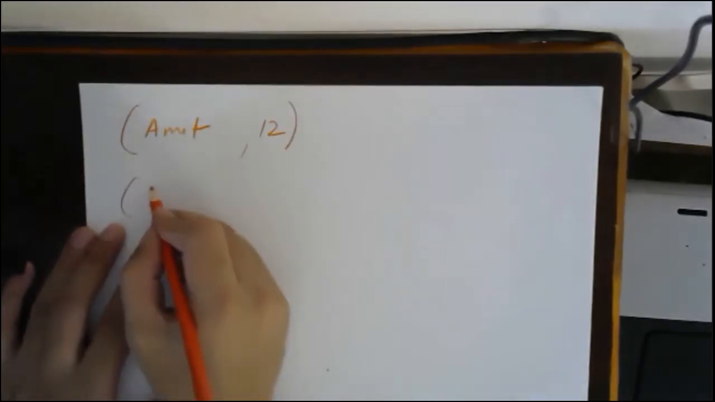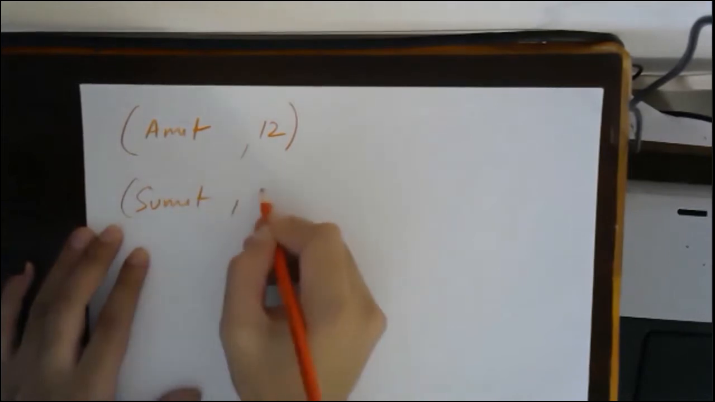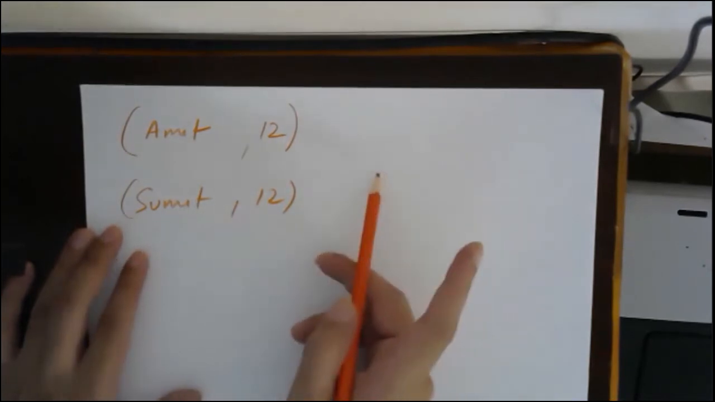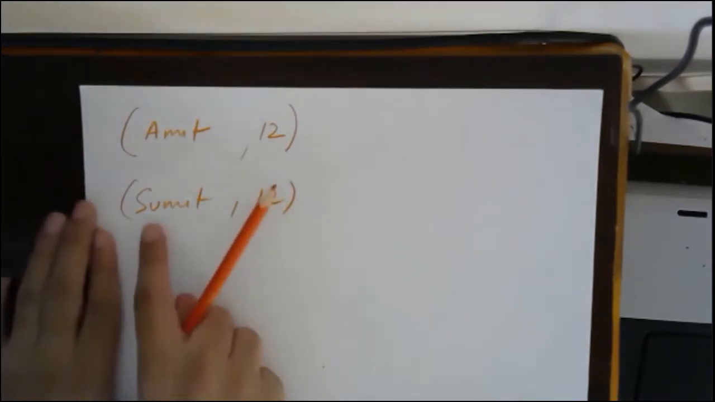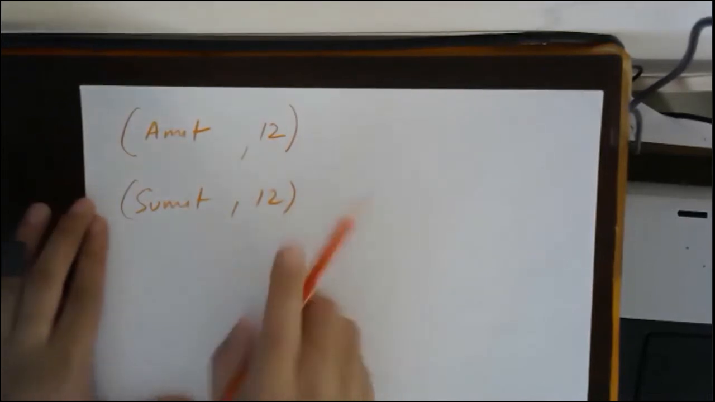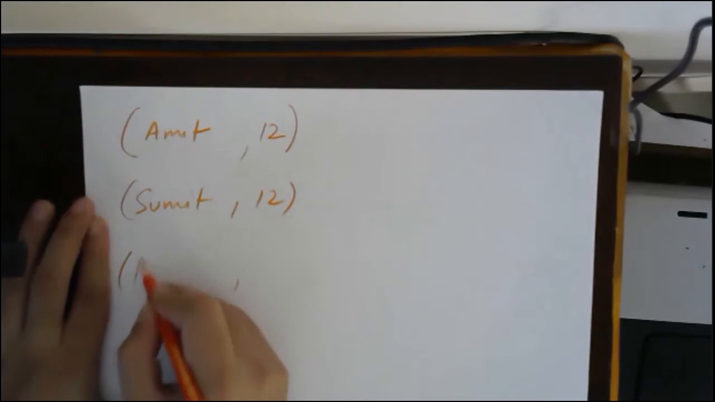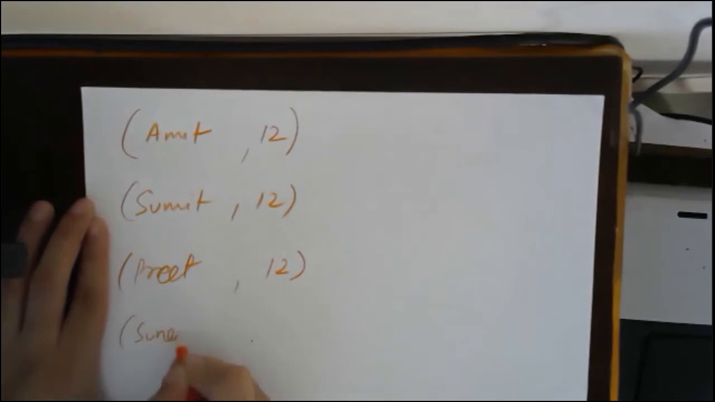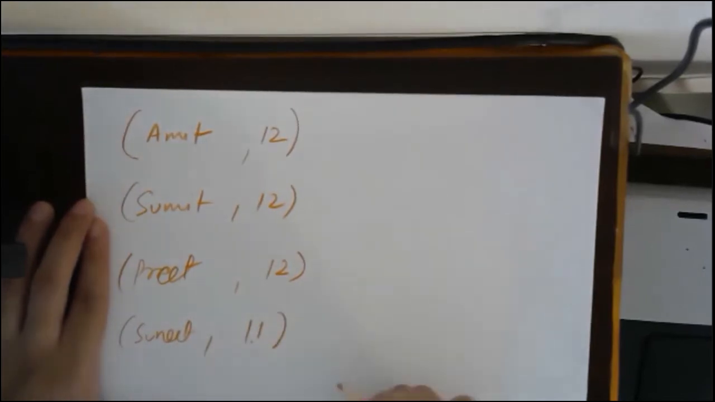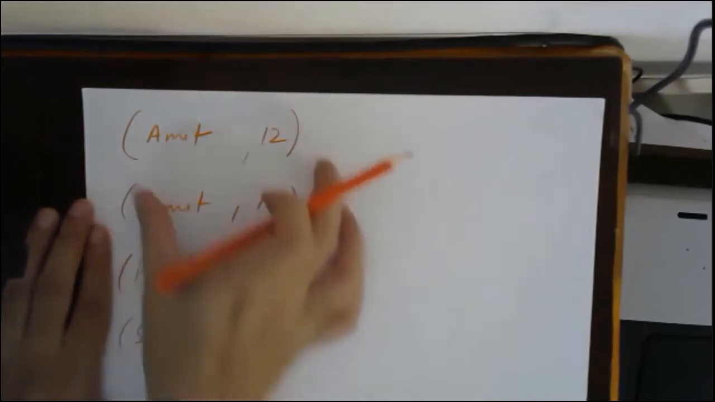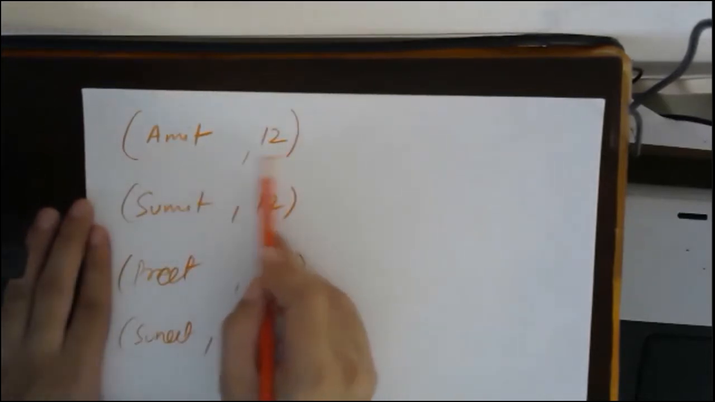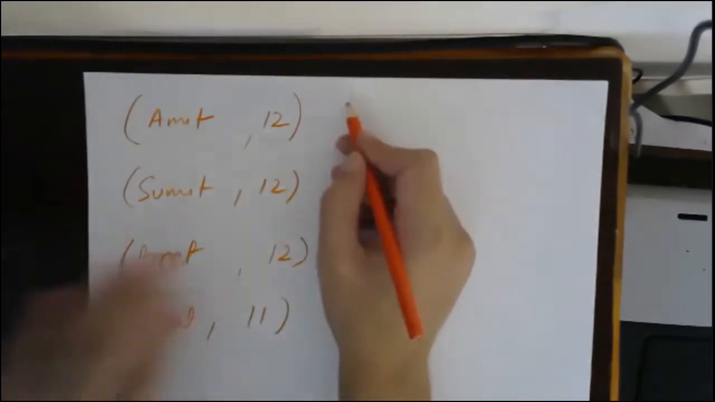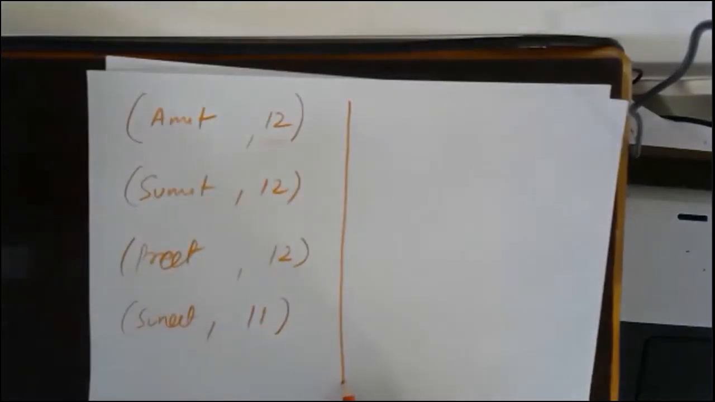Suppose there is one more person, Sumit, from 12th class. So Amit is from 12th class and Sumit is from 12th class, and I have given an instruction to always write the name first and the class of the student afterwards. So suppose I write Preet, from 12th class, or Suneet, from 11th class. Whenever I'm representing, I will write the name first and the class second.